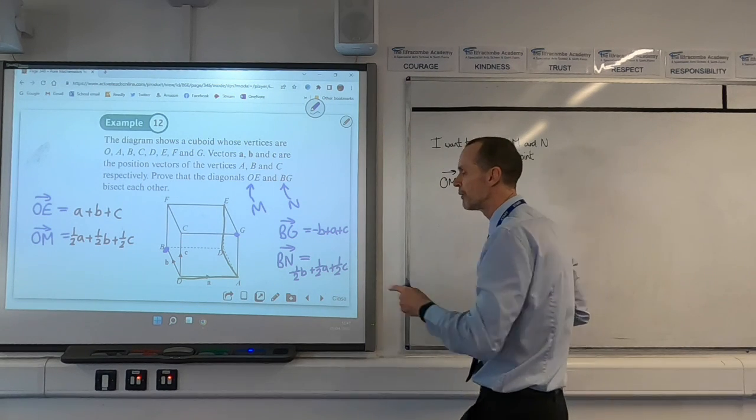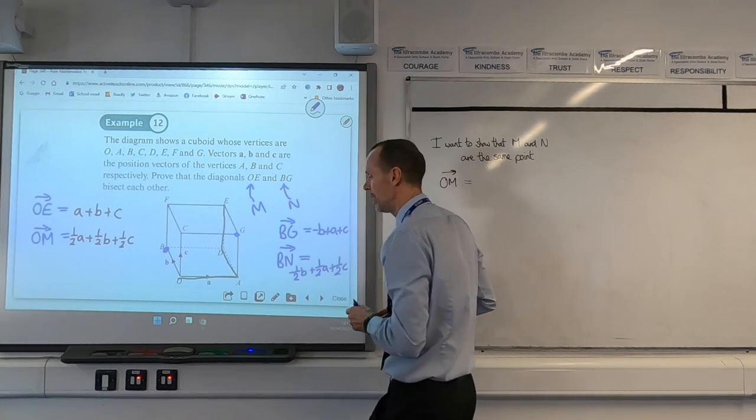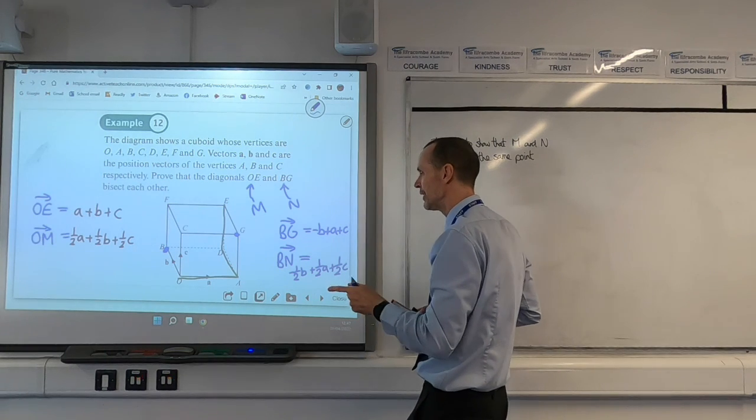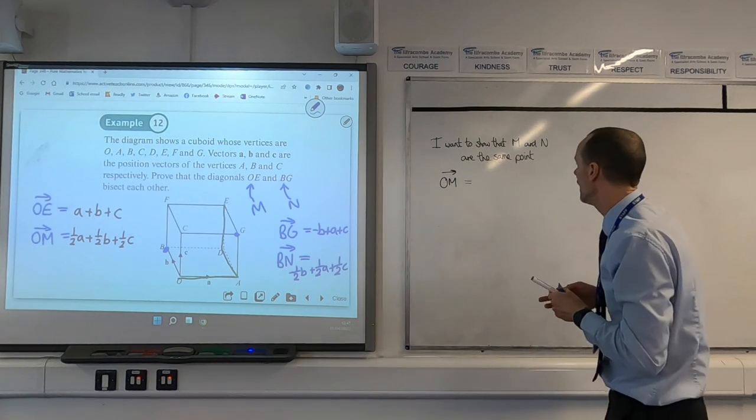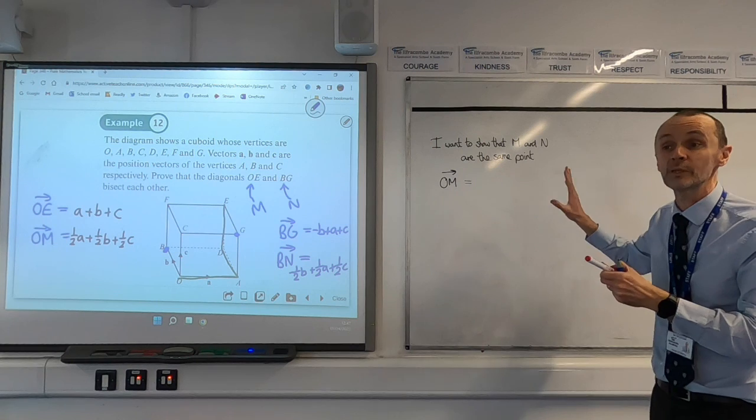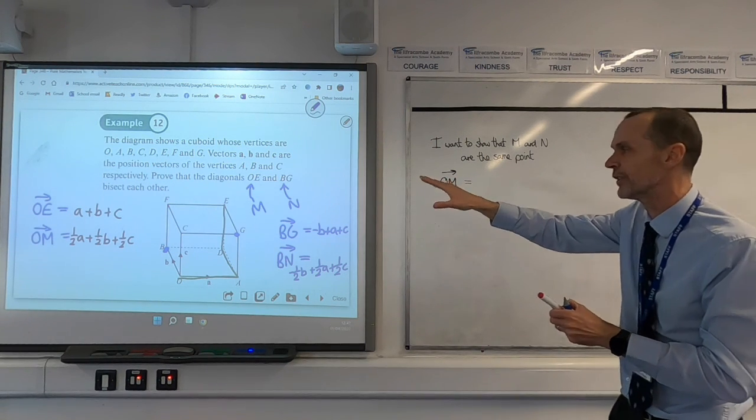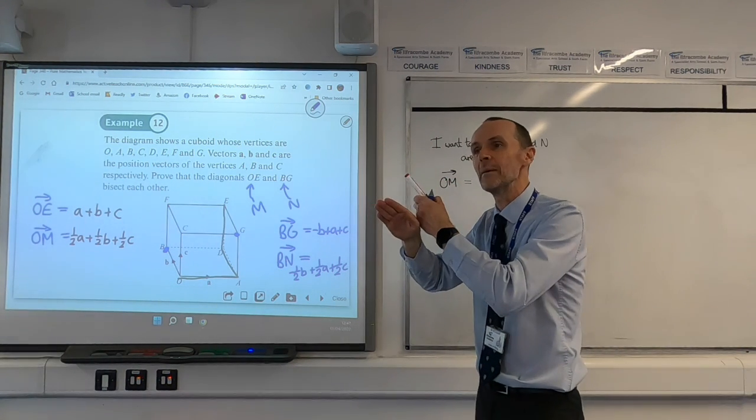And we've got the journey from B to N, halfway along the B to G line. And I want to show that M and N are the same point. That's what I want to show. That would prove that the diagonals bisect each other if they meet at their midpoints.